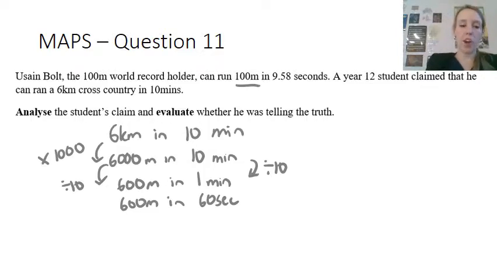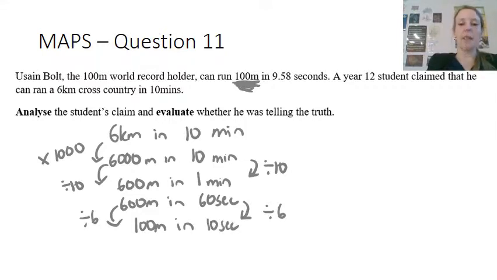So I know you can do 600 metres in 60 seconds. But Usain Bolt's record is in 100 metres, so I'm going to find out how long it takes him to do 100 metres. So to get 600 to equal 100, I have to divide by 6. I have to divide both sides by 6 to see how long it will take him. So 600 divided by 6 is 100 metres and 60 divided by 6 is 10. So that means he was running 100 metres in 10 seconds.